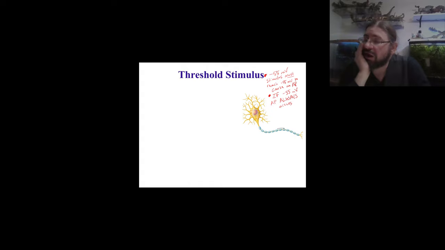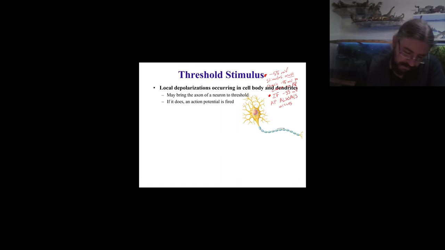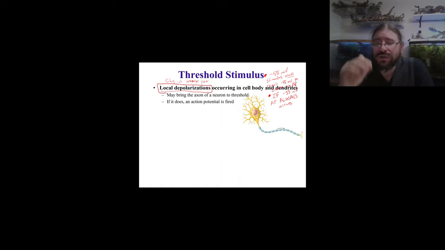However, along the dendrites and the cell body, threshold must be reached in order to depolarize the membrane and help generate an action potential. So a local depolarization, right? This describes a change in membrane potential. A local depolarization may or may not reach threshold. If it reaches threshold, you get an action potential.